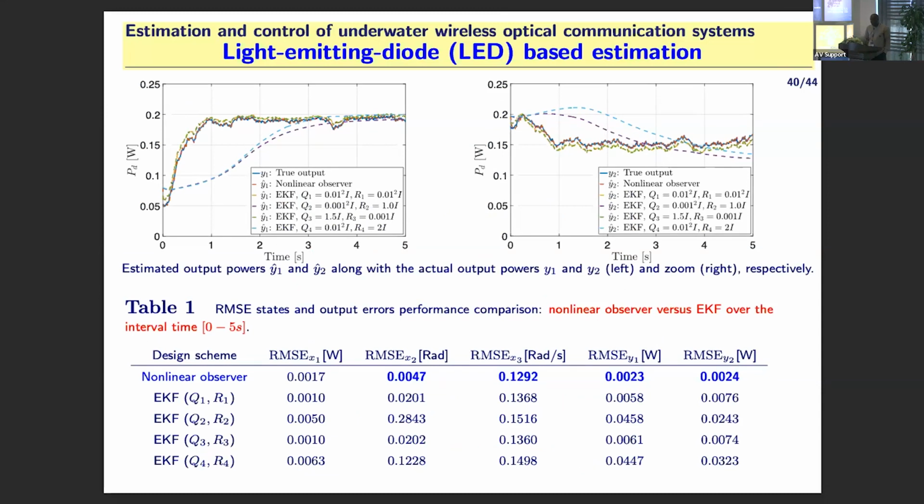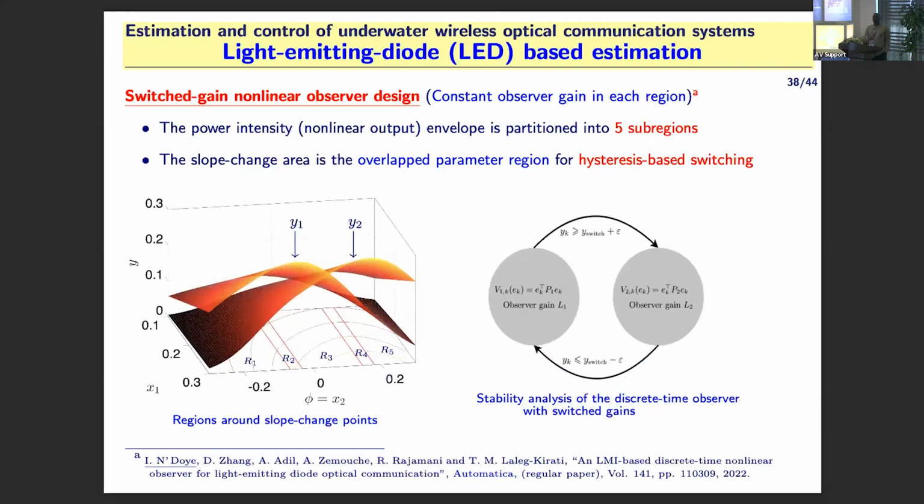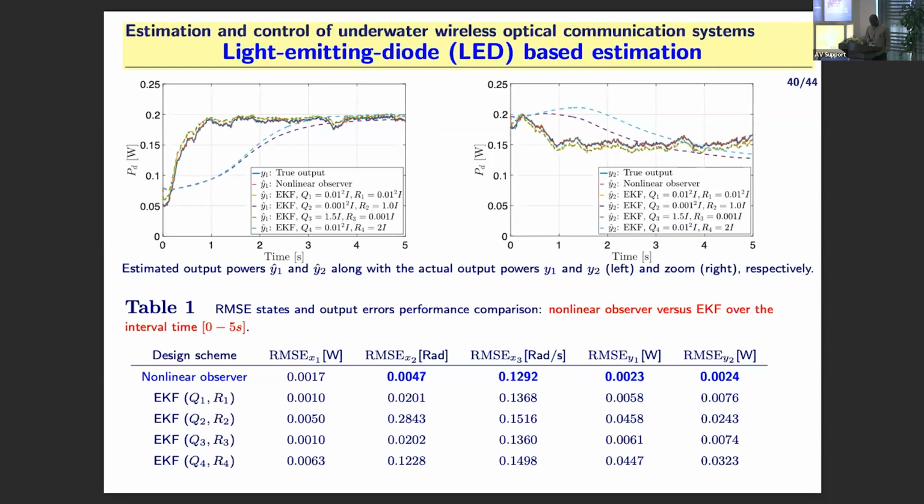So now, when it is done, we build a switching gain nonlinear observer because we need to solve this problem. One solution is a switching gain, a gain that switches between different regions. This is what has been done here. And the simulation was working well. We compare the simulation with the extended Kalman filter, and we show that we are better than the extended Kalman filter in terms of estimation.